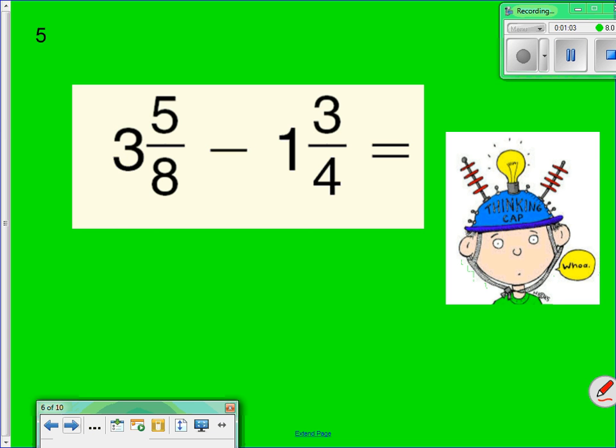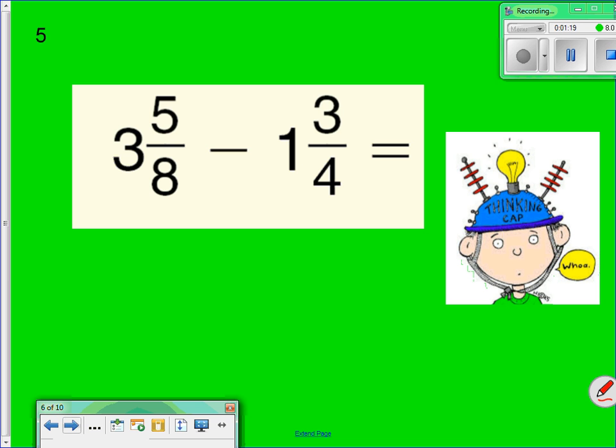Now we're subtracting. Remember the three rules with subtracting. Number on the left larger than the one on the right. Do we have the same common denominator in number 3? Is the numerator on the left larger than the one on the right? So let's go ahead and get started. First of all, 3 and 5/8 is larger than 1 and 3/4, so that's a plus.